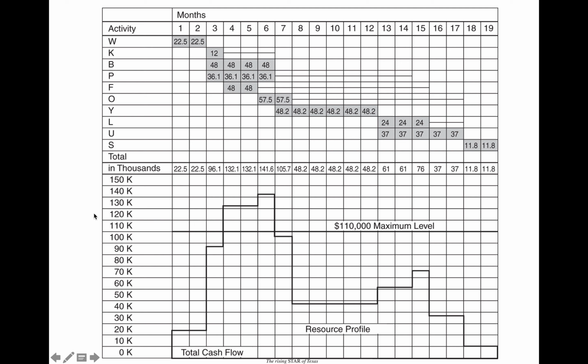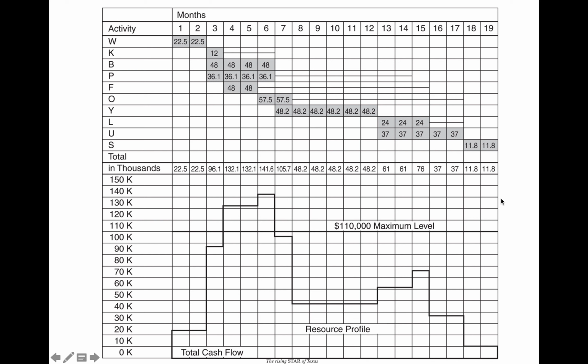And then here's the axis on the left side starting at 0K. So 22.5K is just this line that comes up to about 22.5, and it remains constant for the first 2 months. Then it jumps up to 96.1 and it's constant for that month. Then it jumps up to 132, it's constant for month 4, constant for month 5, jumps up to 141, and so forth, and just continues along that path, which just plots these numbers. And that's it. This is called a histogram or resource profile showing the cost per month.